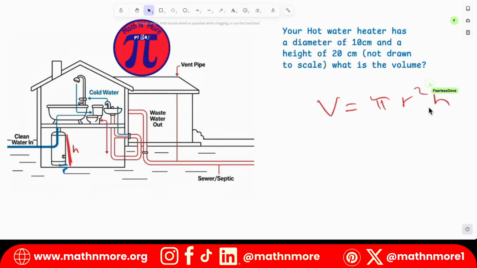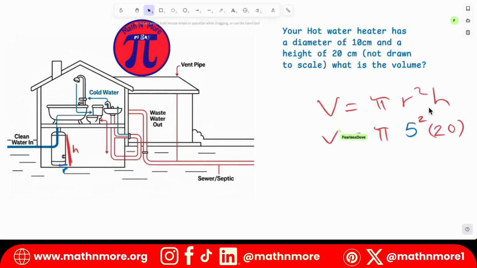Why? Because it says that the diameter is 10 centimeters. Well, we know that the diameter of a circle is twice the radius. So I'm going to go ahead and plug in 5 here. That's going to be our radius. Then we are going to square that. And the height in this equation is 20 centimeters. Now, ladies and gentlemen, this is not necessarily drawn to scale. Don't quote me on these numbers, but at least you have an idea of what we are talking about here.